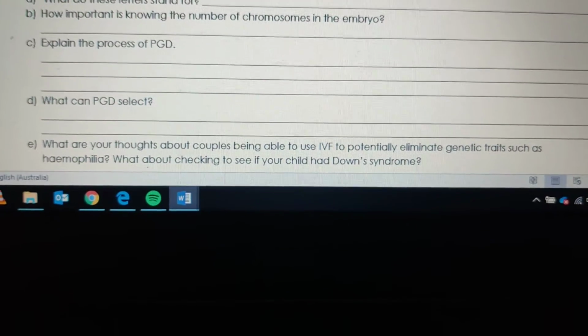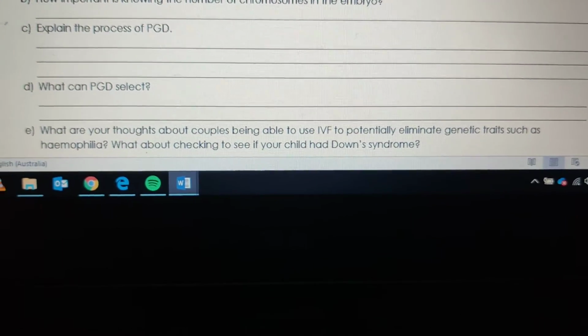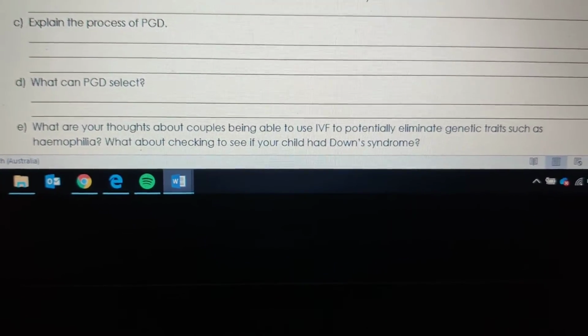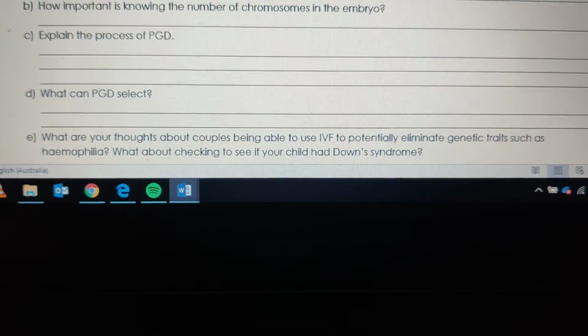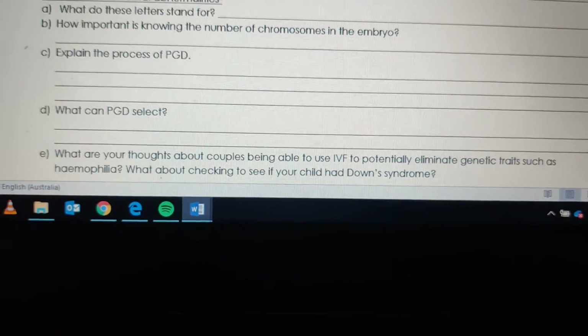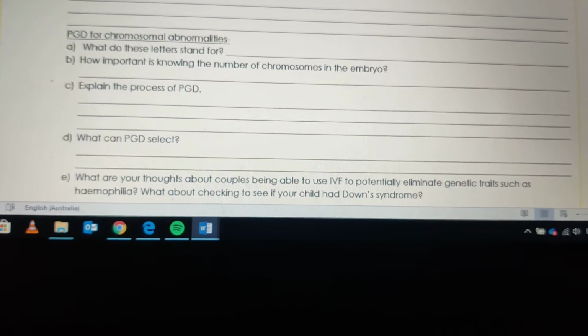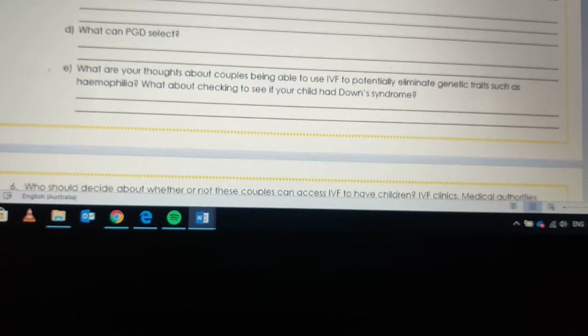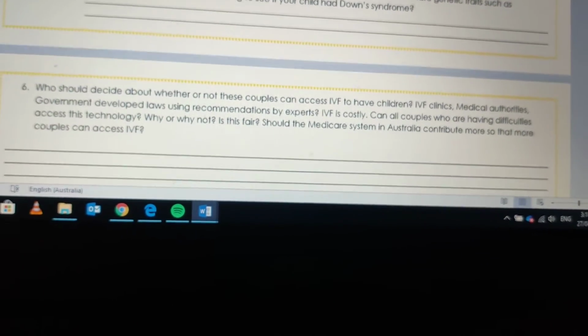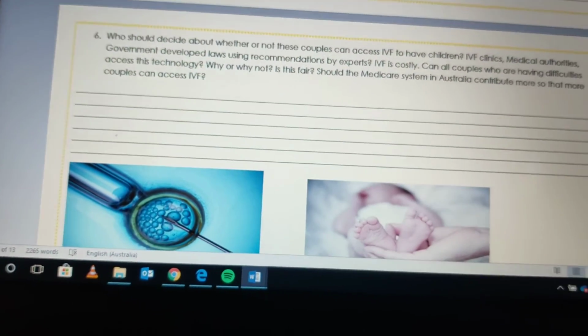And what are your thoughts about couples being able to access IVF to potentially eliminate genetic traits such as haemophilia? What if you wanted to check to see if your child had Down syndrome, for example? Should we be able to do that, or should we just take what we get?